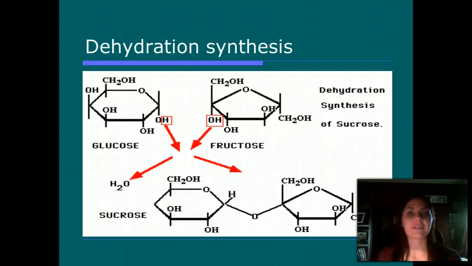So dehydration synthesis. If you look at these two monosaccharides right here, you see that over here we have an H being removed, and on this side we have an OH, or a hydroxyl group. The H from over here and the OH from over here combine to form water. So water is being removed from these two sugars. Once the water is removed, we form a bond right here, which links these two sugars together. When two sugars are linked together, we call it a disaccharide. Di means two, and saccharide means sugar.